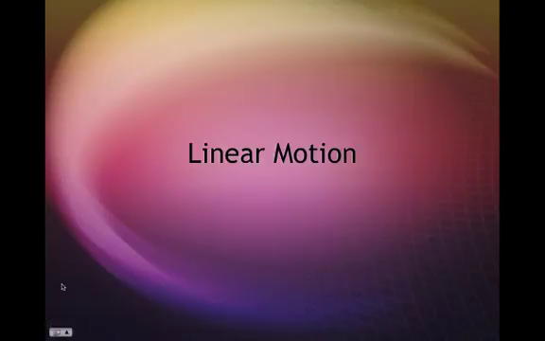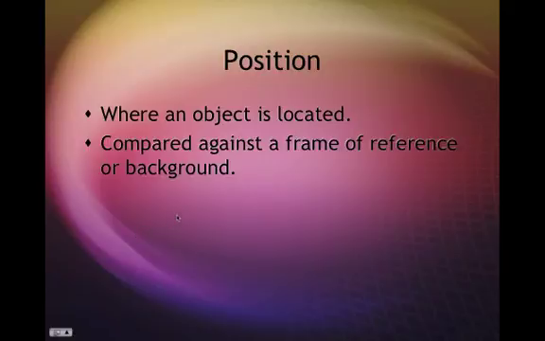Okay, today we're going to learn about linear motion. Linear motion is motion that takes place in a straight line, hence the word linear. Now the first thing you need to know about linear motion is that it deals with position. Position is simply where an object is located, and you compare it against a frame of reference or a background.